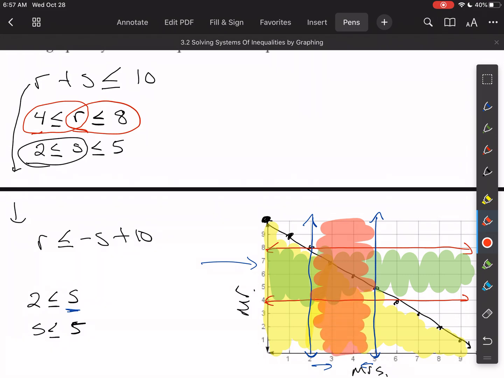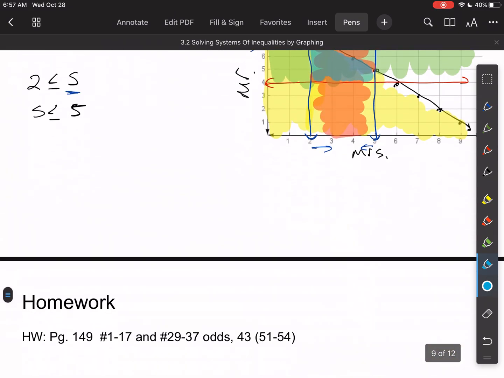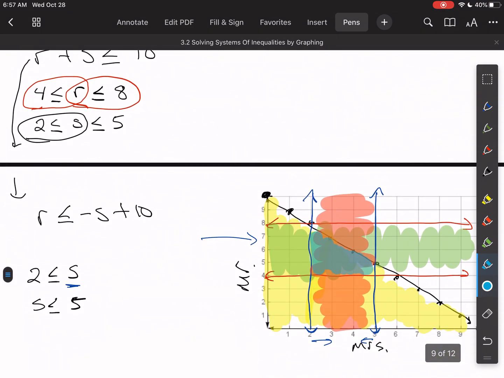And now the tricky part is the solution. I'm going to do this in blue just so you can see it if you don't see it already. But the only place where you have overlap of all 3 colors is right here in blue. So that would be your solution to this problem. That's kind of a tricky one. You'll have one like that on the homework, but just attack it in the same way, and you guys should be fine.